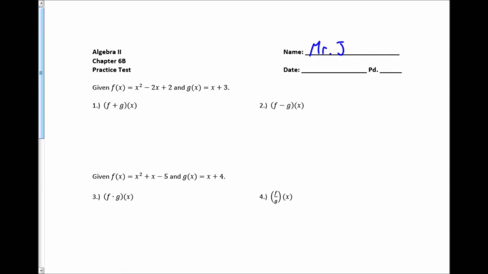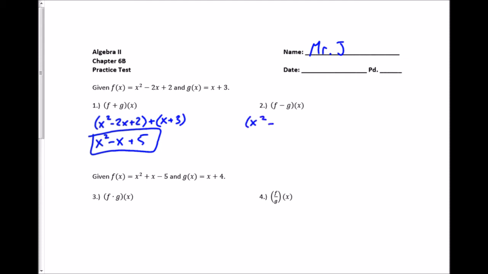If we look at this first one, when it says f plus g of x, it's just asking us to add those two functions together. So I'm going to take my f function, which is x squared minus 2x plus 2, and add my g function, which is x plus 3. Now I'm simply combining like terms. That's going to give me x squared minus x plus 5. And that's it.